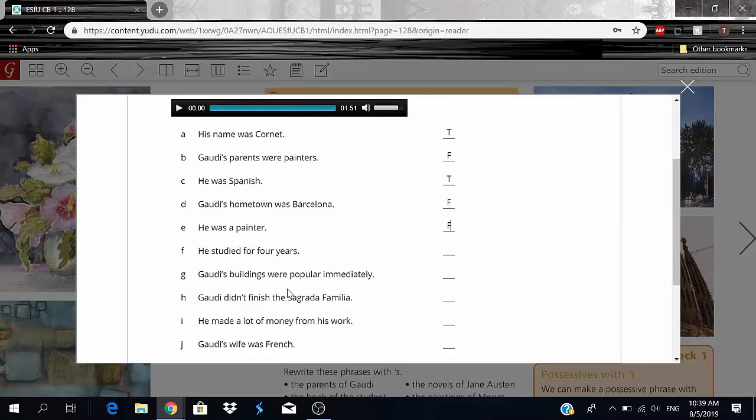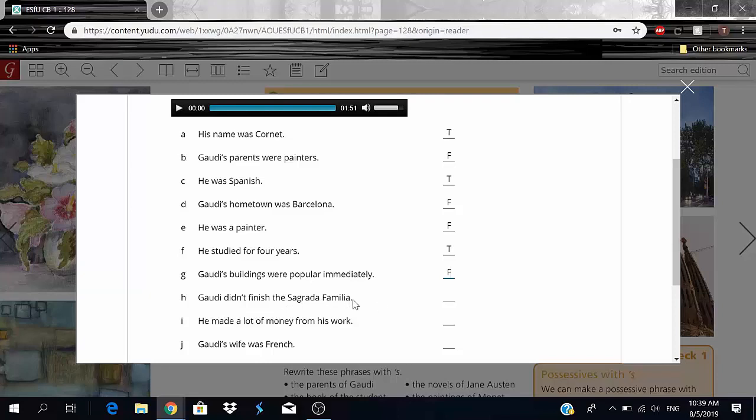He studied for 4 years. I'm not too sure, but I have this written down. It was from something along the lines of 1873 to 1877. So this will be true. Okay, and here we have Gaudi's buildings were popular immediately. And actually, that's not true. I think she says many people hated them at first because it was different from the building styles at the time. So F.